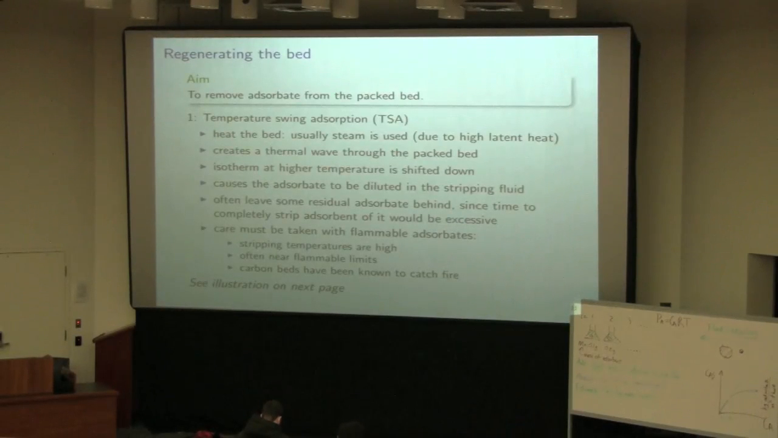So once I've loaded up the bed, I need to recover the adsorbate off the bed if I'm interested in it. I want to recover it, but mainly what I'm interested in is recovering that adsorbent so I can reuse it for a second time around. Now there's several ways of doing this. One is called the temperature swing, and the other is called the pressure swing. There's a few other ways which use some combinations of those as well.